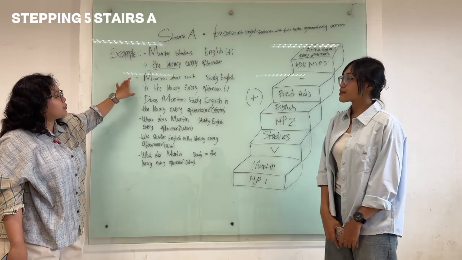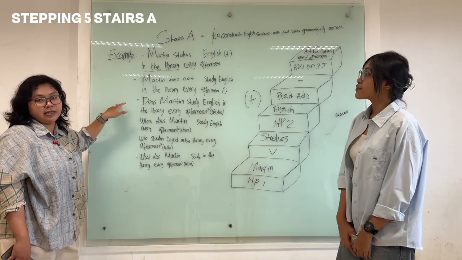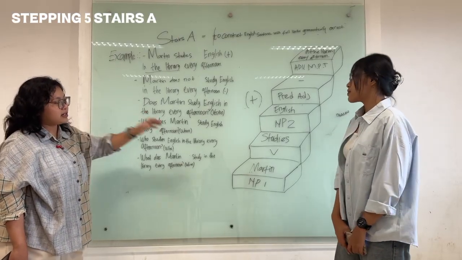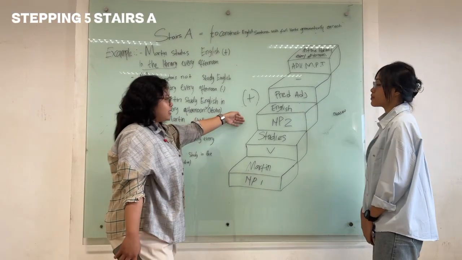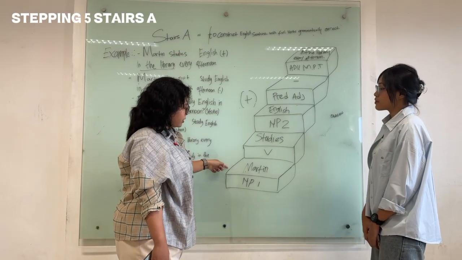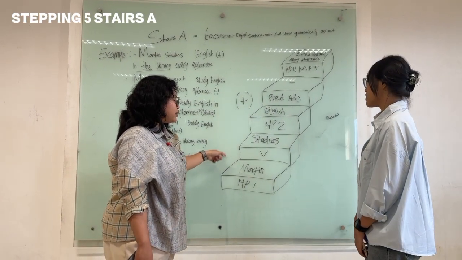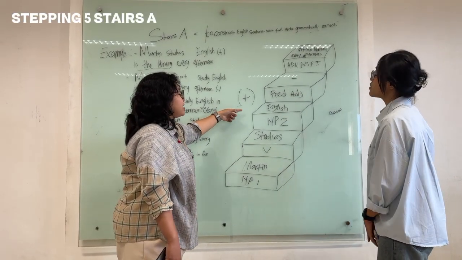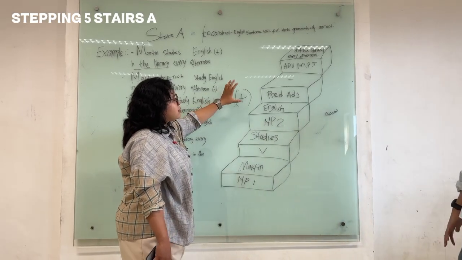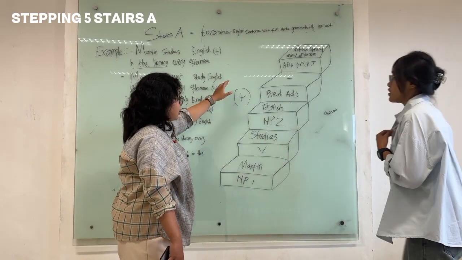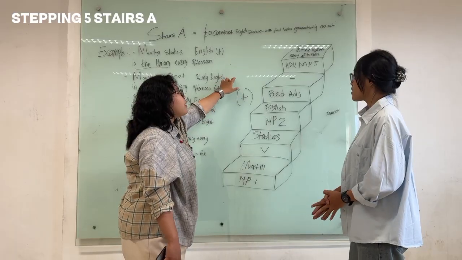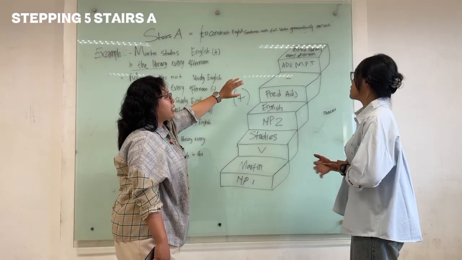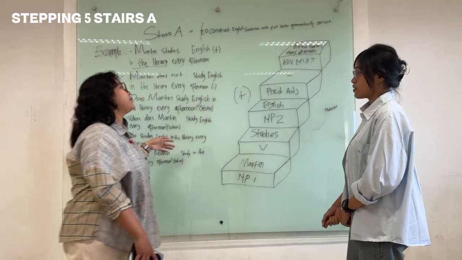So, in conclusion, constructing English sentences with full verbs grammatically correct is much easier when we use the stairs like this. As you can see, we have 5 stairs: NP1, like Martin; then the verb, studies; then NP2 or noun phrase 2, English; and we don't use predicate adjunct, so we skip it. And for the last one, we have adverb of manner, place, and time, but we shorten it to MPT, so it will be easier for us.